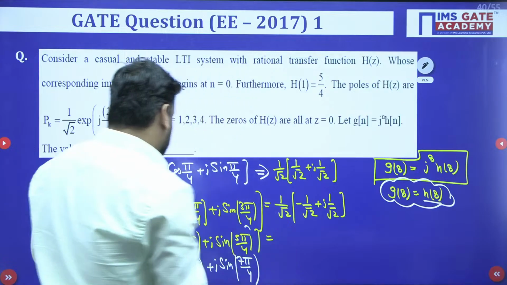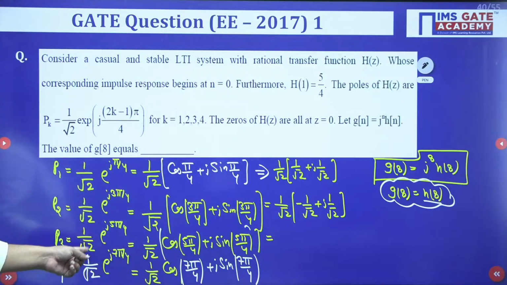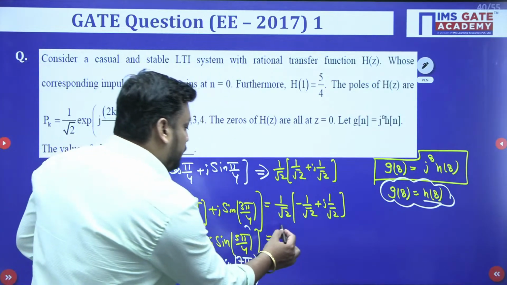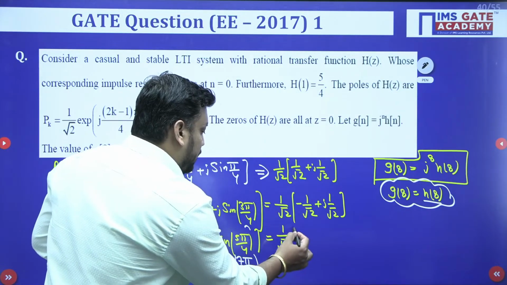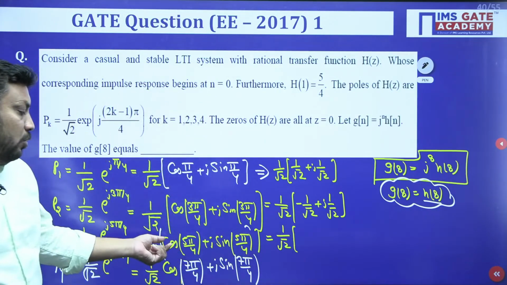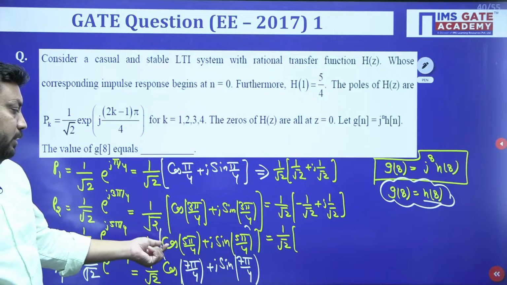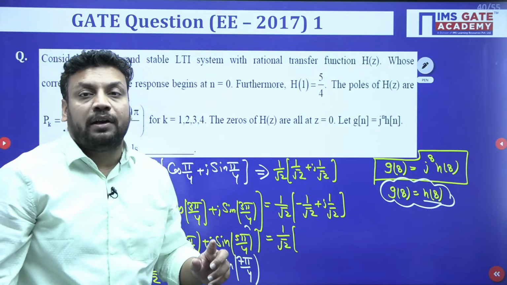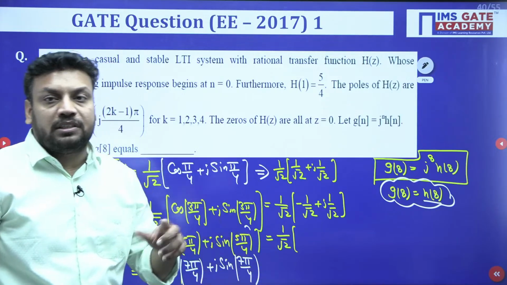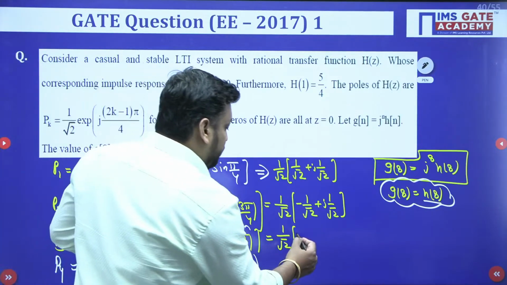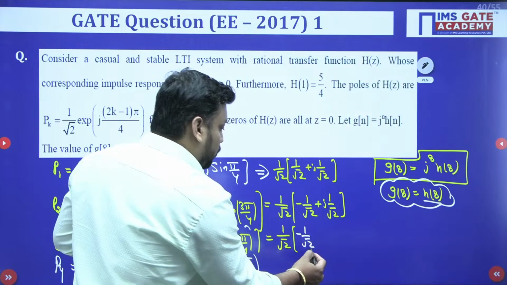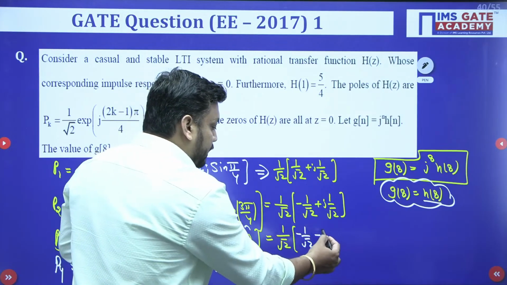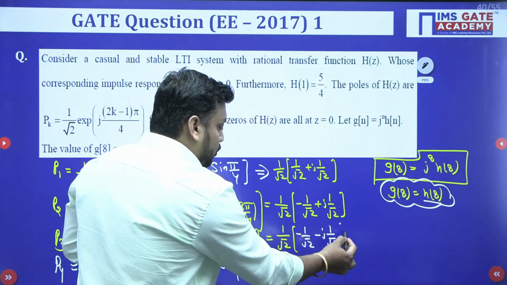Now similarly, what you will get here is 1 by root 2 e to the power j pi by 4. If I take 1 by root 2 outside, here you get cos pi by 4 and sin pi by 4. Now in the third quadrant, cos and sin are both negative. It means we should write here minus 1 by root 2, and sin is also negative, so minus j 1 by root 2.